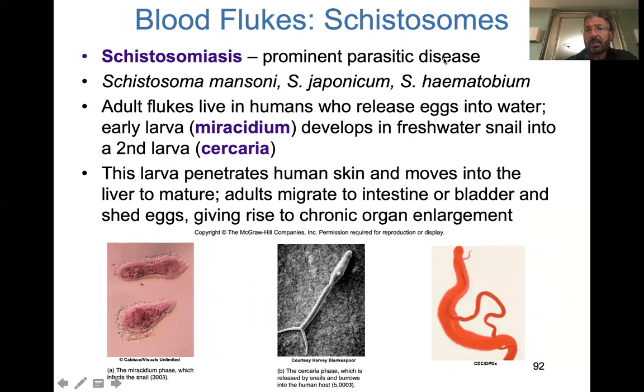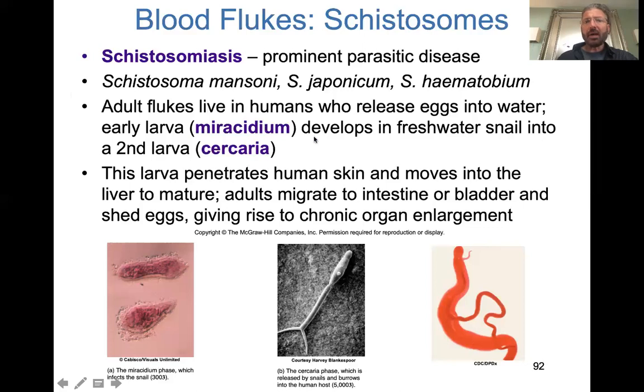Schistosomiasis is a prominent parasitic disease. These are schistosomes. Schistosoma mansoni is what we're going to be talking about here. Adult flukes live in humans and release eggs into the water. This used to happen in China when they used human feces for fertilizer. Through some kind of sanitation process, whether they're going in an outhouse or a hole they dug, or literally defecating in an open field, it gets in the water.